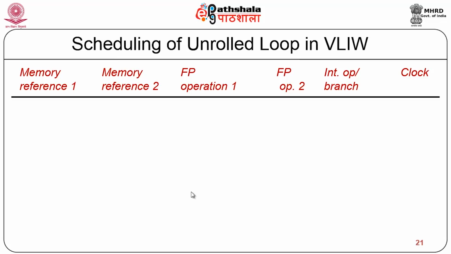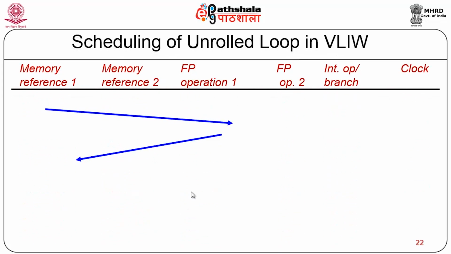This again depends on the design that is done. It is a design issue. It is not that all VLIW processors look at this format. They can look at different formats. We will assume that you can have 2 memory references, 2 floating point operations, and 1 integer operation per clock cycle. So, how do you design this?